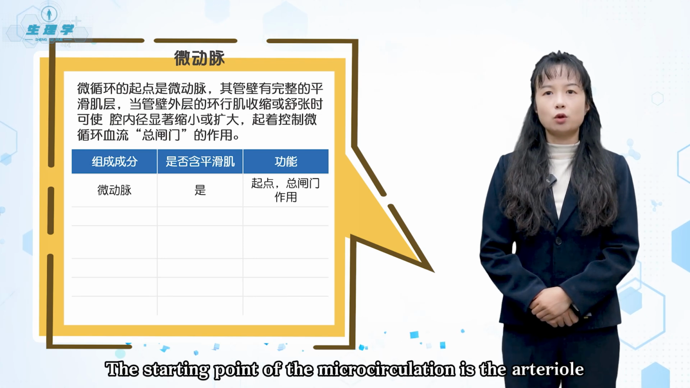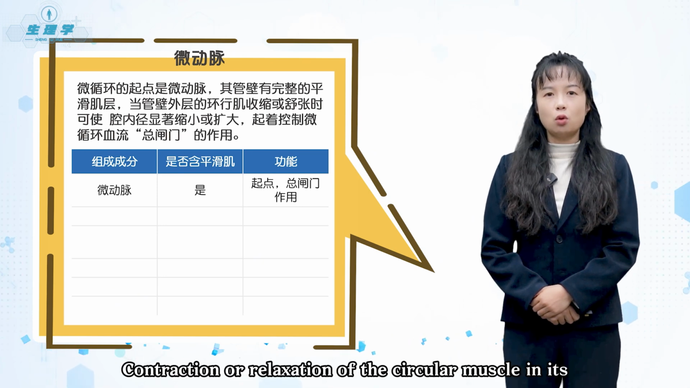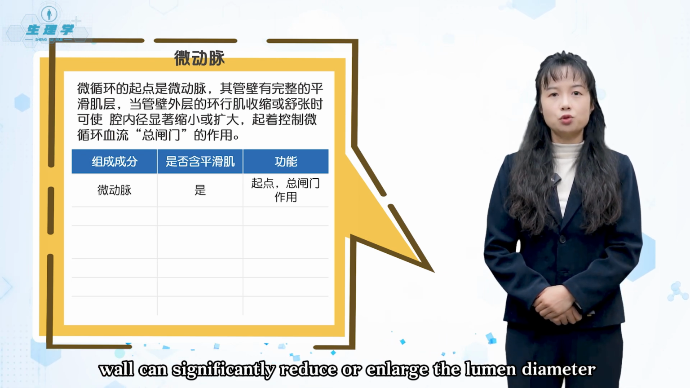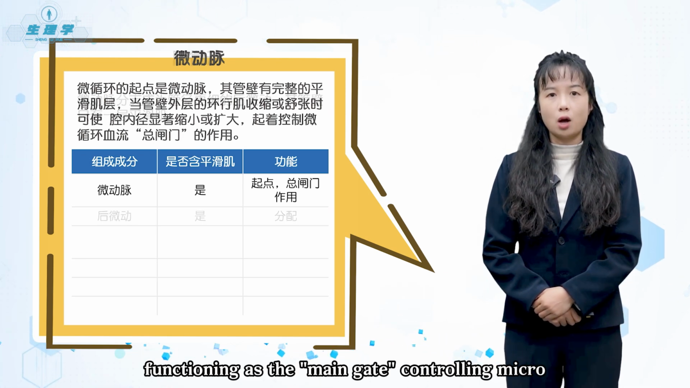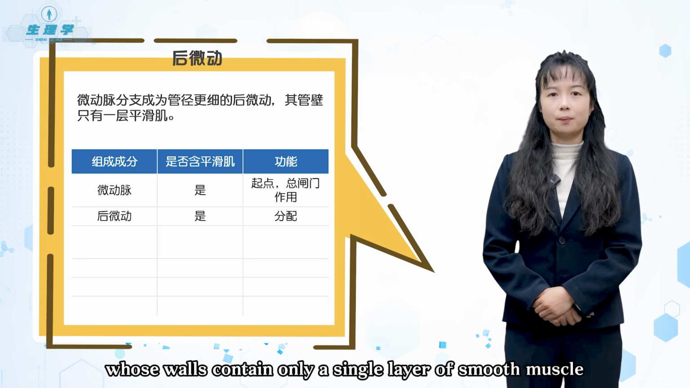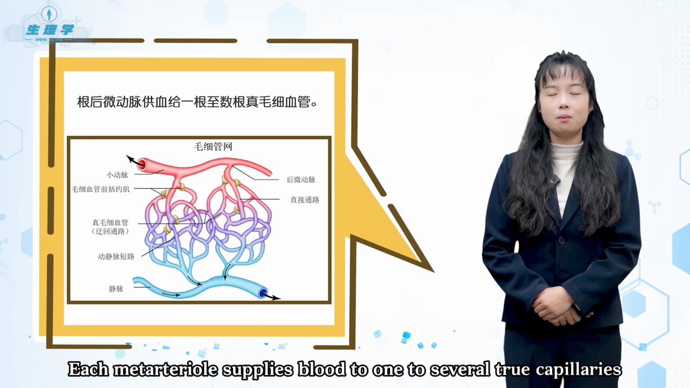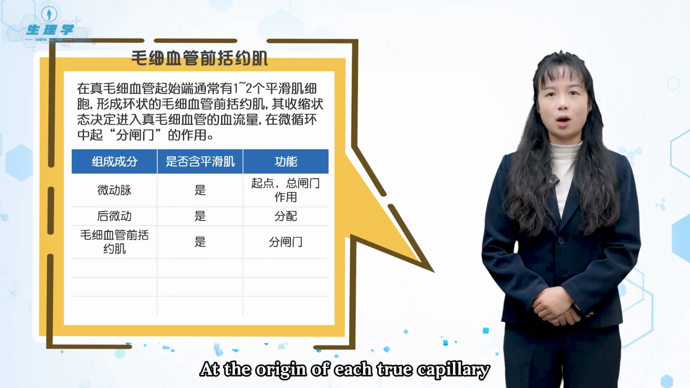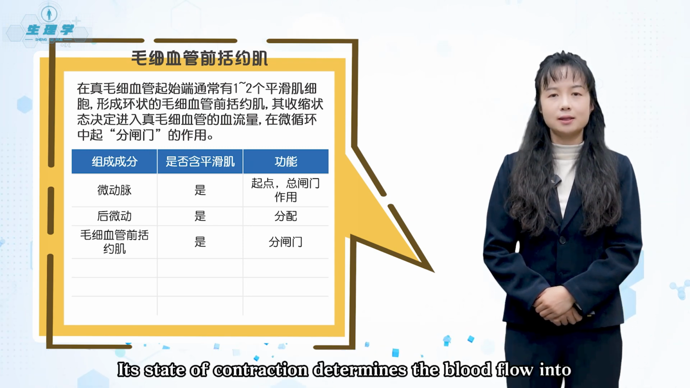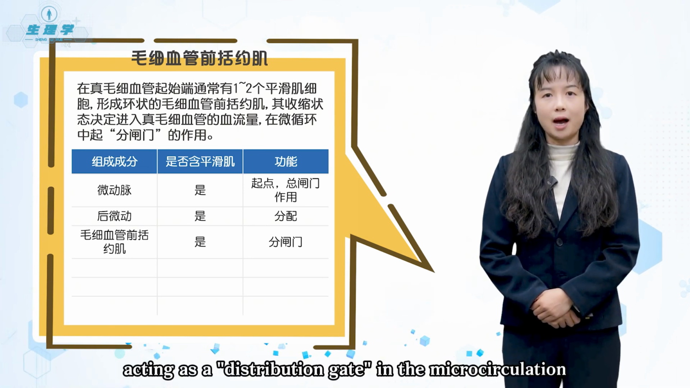The starting point of the microcirculation is the arteriole, whose wall has a complete layer of smooth muscle. Contraction or relaxation of the circular muscle in its wall can significantly reduce or enlarge the lumen diameter, functioning as the main gate controlling microcirculatory blood flow. Arterioles branch into medarterioles with finer diameters, whose walls contain only a single layer of smooth muscle. Each medarteriole supplies blood to one to several true capillaries. At the origin of each true capillary, there are usually 1 to 2 smooth muscle cells forming a ring-like precapillary sphincter. Its state of contraction determines the blood flow into the true capillary, acting as a distribution gate in the microcirculation.